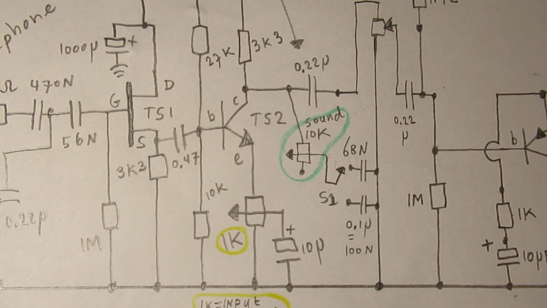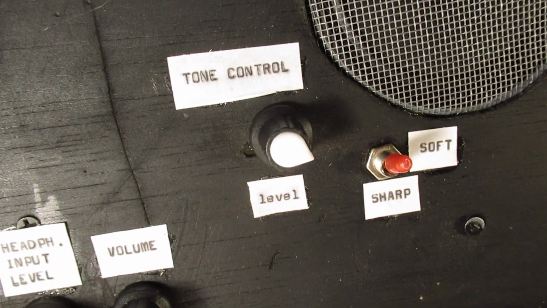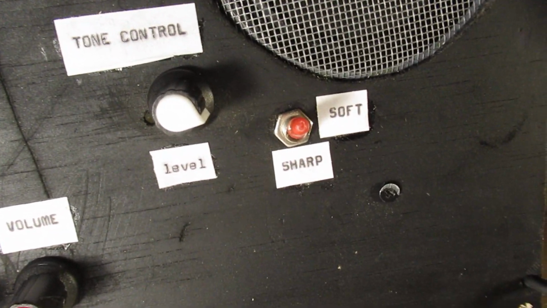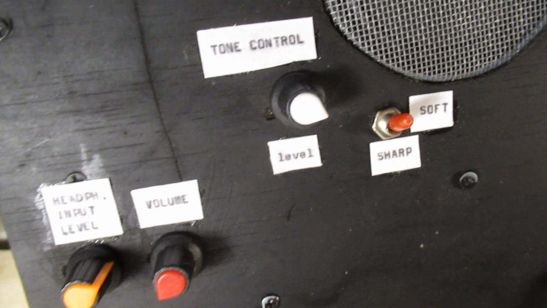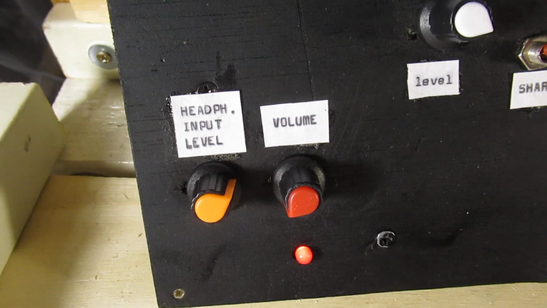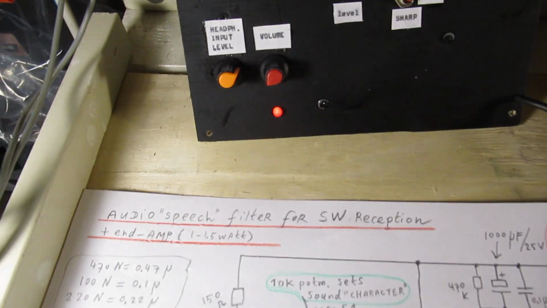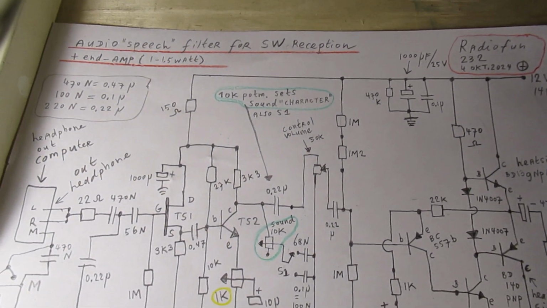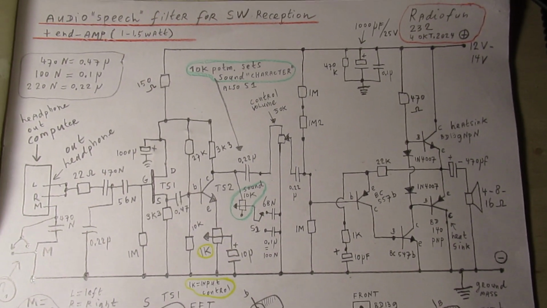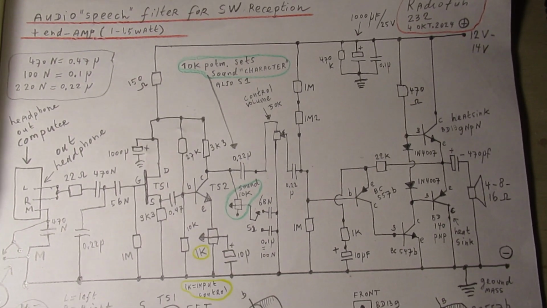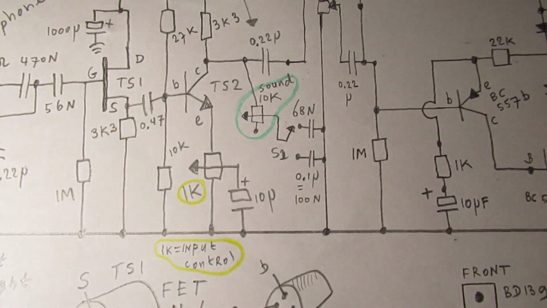And the 10K is this potentiometer of the tone control. The switch, with that switch you can switch to soft and sharp sound. And I also have made here a headphone input control. That's of course always say necessary, and that headphone input control is in fact realized here.